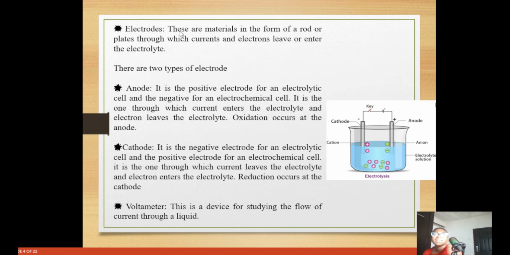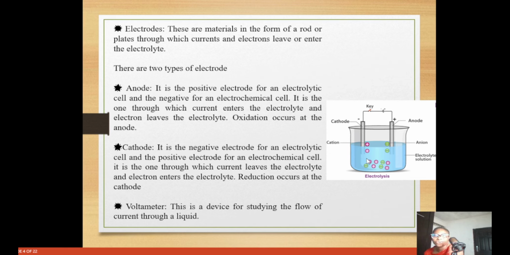Electrodes. What are electrodes? These are materials in the form of a rod. These are electrodes here. These are materials in form of a rod or plates through which currents and electrons leave or enter the electrolyte. Look at them, they're just the pathway. So the electrodes are materials in the form of a rod or plates through which electrons leave or enter the electrolyte.